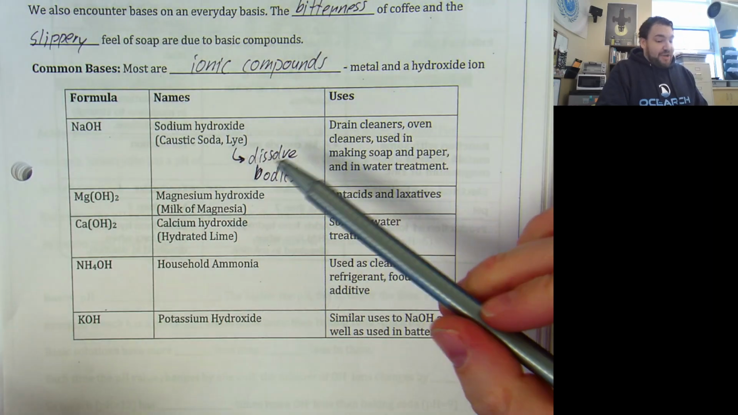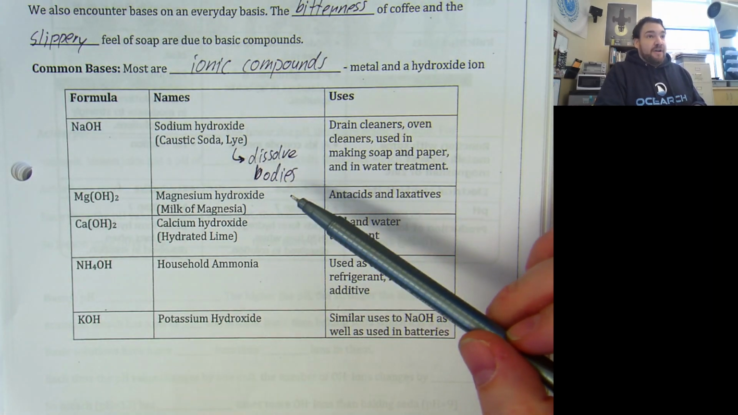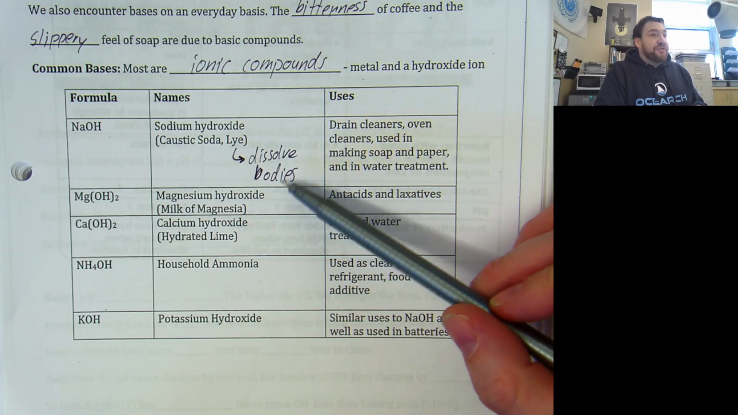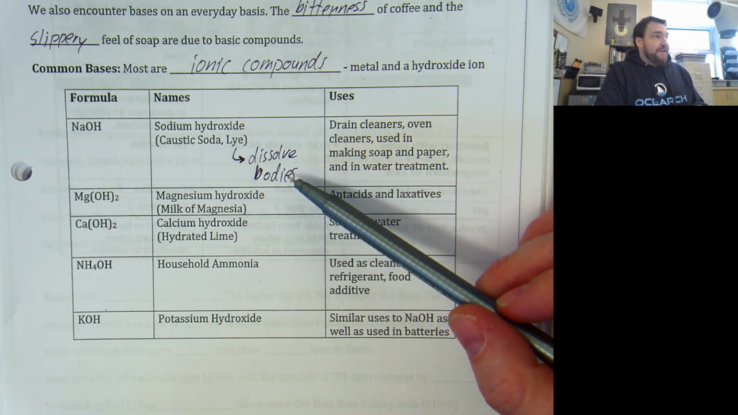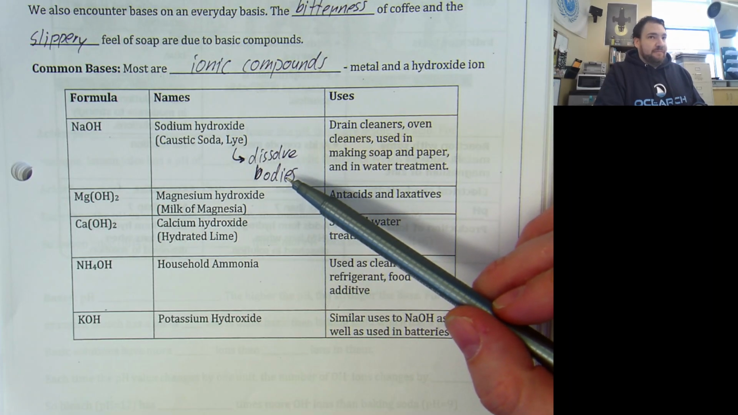So that's the first one. Sodium hydroxide. It's a base. It's a cleaner. All it's doing is it's the ultimate clean. Dissolving its way through everything organic.